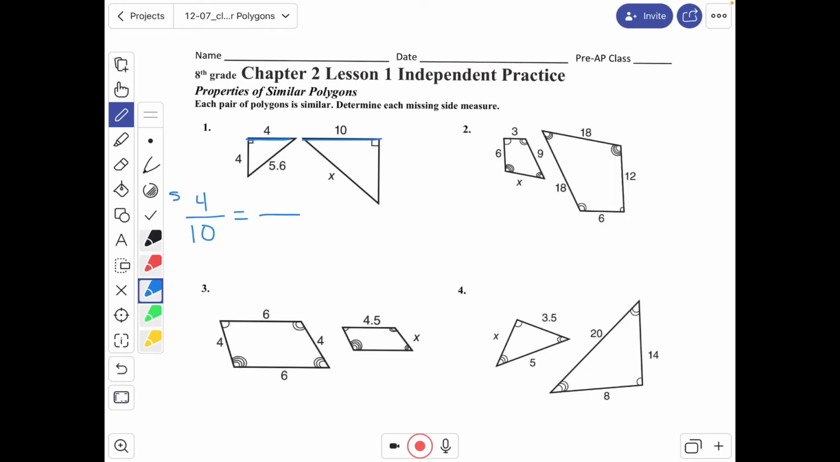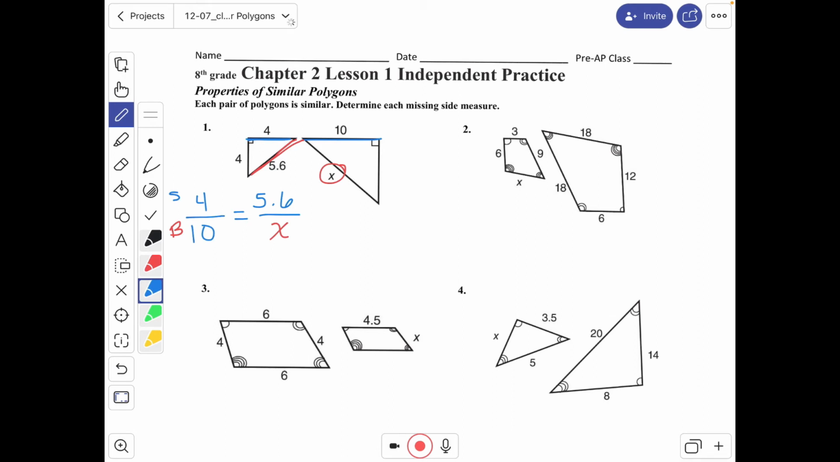So this came from the small shape, and this number down here came from the big shape. So I need to pick another number for the small shape that will correspond to that X on the big shape. Well, that would probably be the 5.6. And then I solve the proportion. And you might try simplifying and then cross multiply and divide to solve proportions.